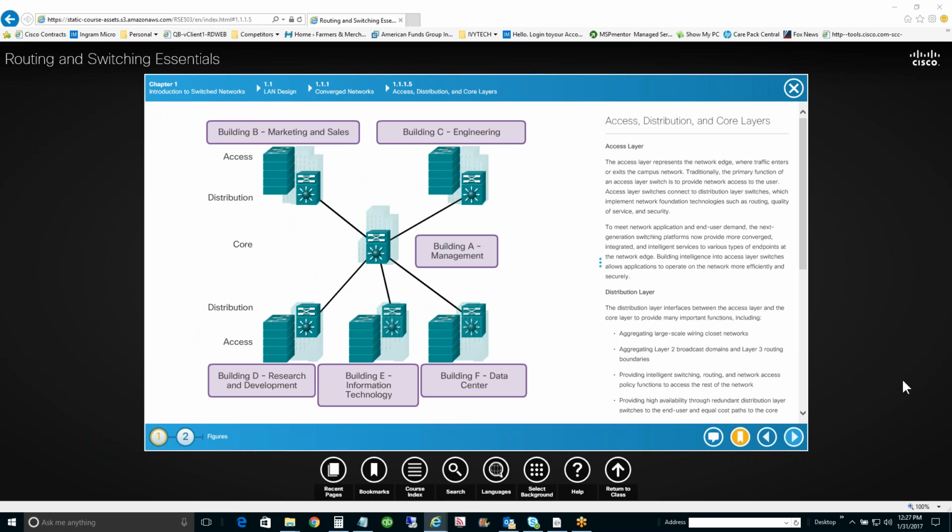So in 1.1.1.5, they illustrate how this pays off for us when you have a large campus or a large network. This modularity allows us to build networks with basically location-based core, distribution, and access layers at each of our locations. So this allows for a more scalable and easily modular environment for us to build and maintain our networks in.